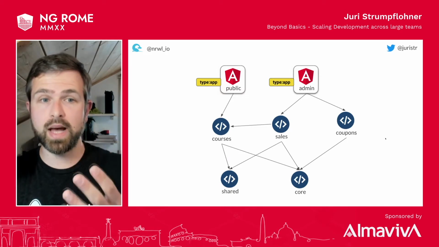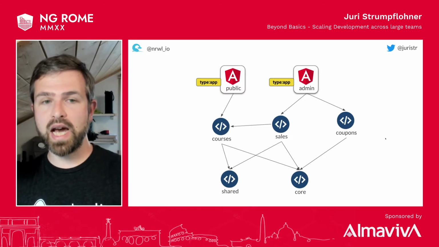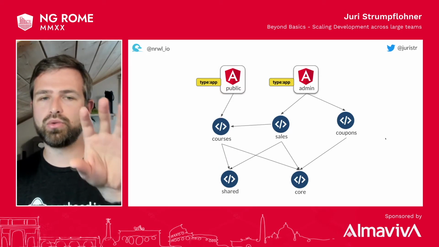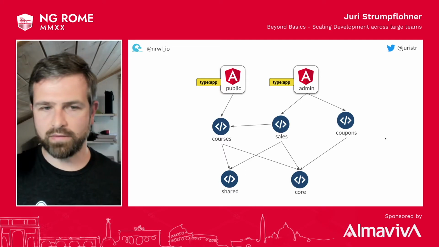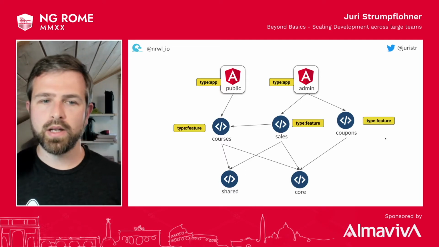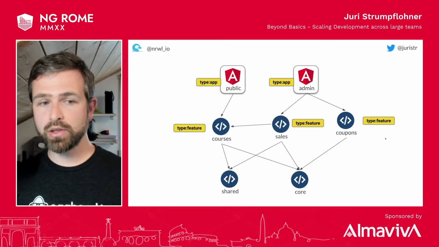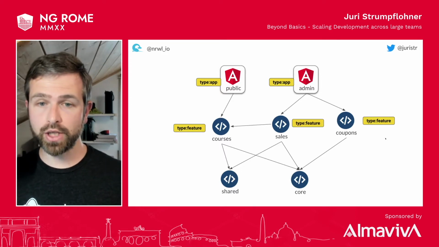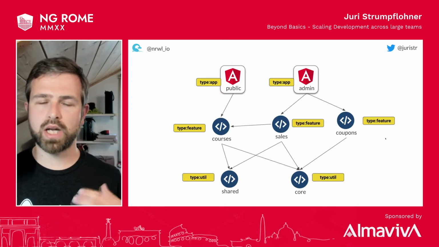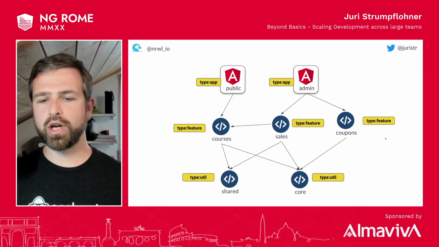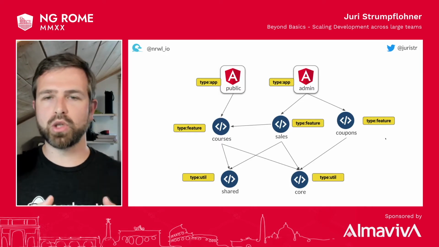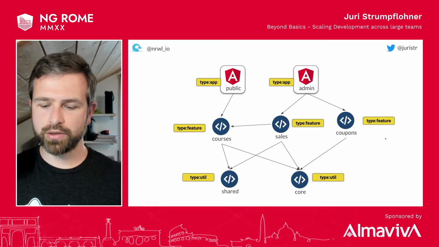In this example, I have the type application, which I'm attaching to the public and the admin part of my structure. Then I have the courses libraries, and I'm adding the type feature there. And finally, I have the utility libraries, which are shared and core, which is more the infrastructure part of the whole project.